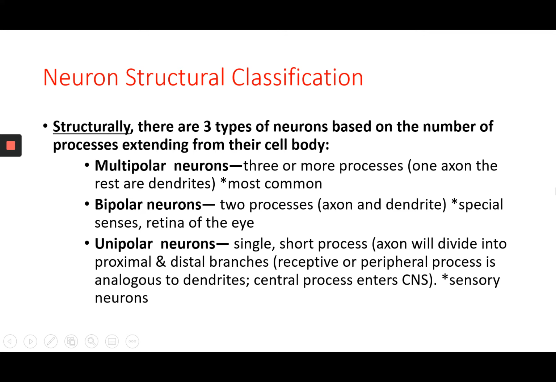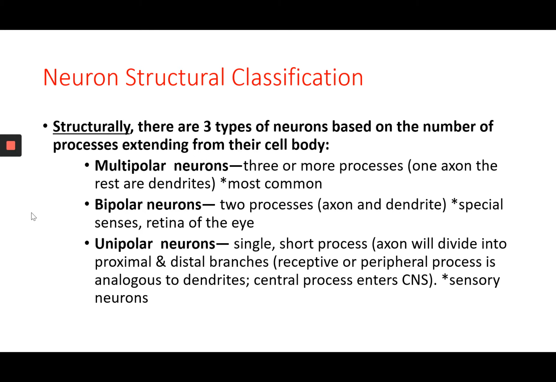Our next topic for Chapter 11 is neuron structural classification. Structurally, there are three types of neurons: multipolar, bipolar, and unipolar neurons. We've already looked at the functional classification of neurons, and that was a motor neuron, an interneuron, and a sensory neuron, because that is what neurons do. They either act as a sensory or motor device to pick up on information and convey it not only from the periphery of the body, but to the brain and then back out to the effector cells.